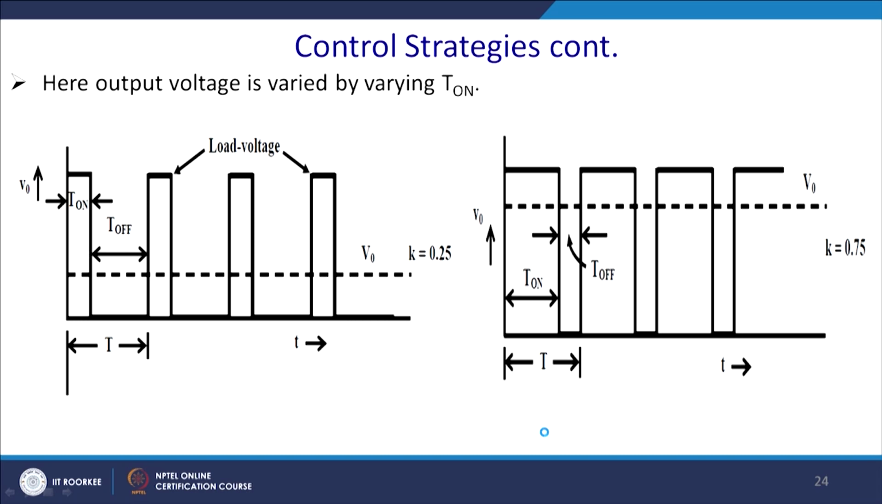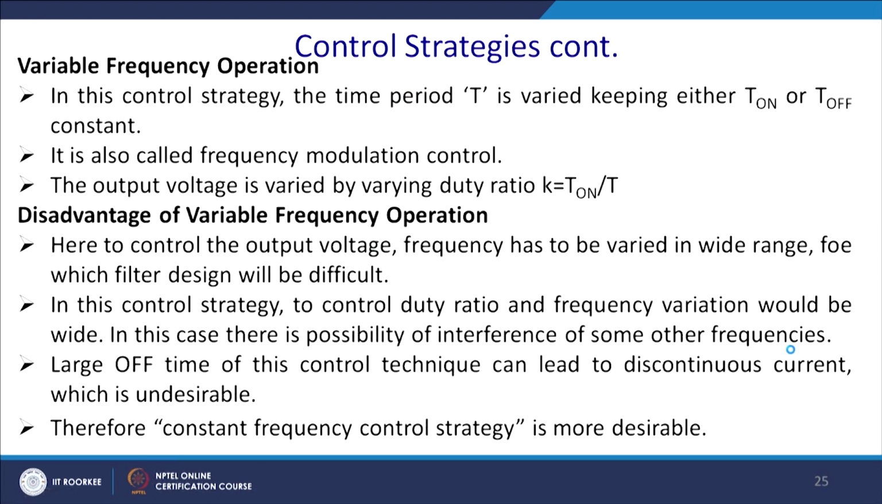Now, this is the load voltage, and this is the value for k equal to 0.5, 0.25, and this much will be the T on and this much will be the T off. So, ultimately this will be the average voltage, and this is for the variation of the T on. T on is varied for 0.75 and you can see the pulses. So, this is called constant frequency operation with varying T on.